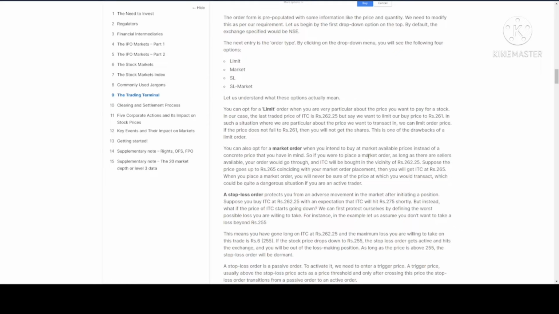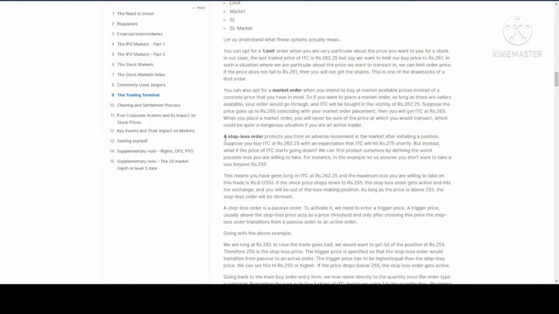So if you were to place a market order, as long as there are sellers available, your order will go through, and ITC will be bought in the vicinity of rupees 262.25. Suppose the price goes up to 265 coinciding with your market order placement, then you will get ITC at 265. When you place a market order, you will never be sure of the price at which you will transact, which could be a quite dangerous situation if you are an active trader.